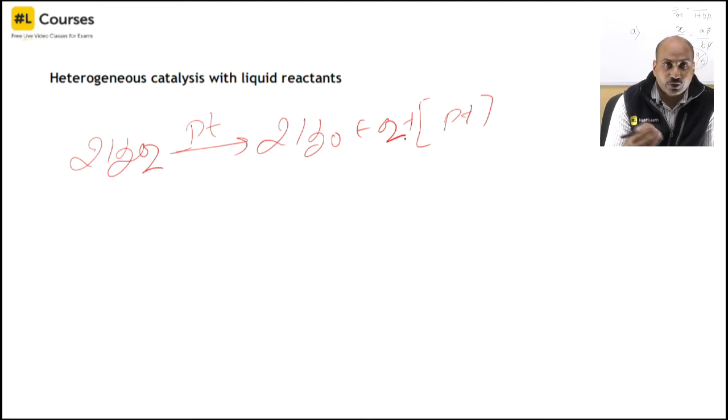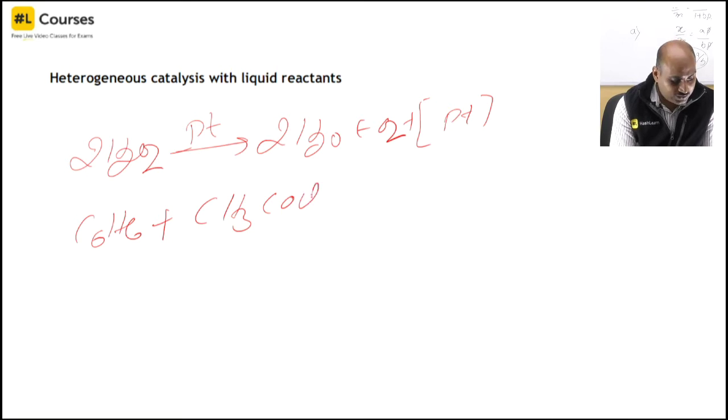Or if I look at a reaction like this, benzene C6H6, which is a liquid, is made to react with CH3COCl, which is called acetyl chloride. Acetyl chloride is one of the important components in the polymer industry to get the majority of your araldite kind of molecules, that is, adhesives, as we call them.